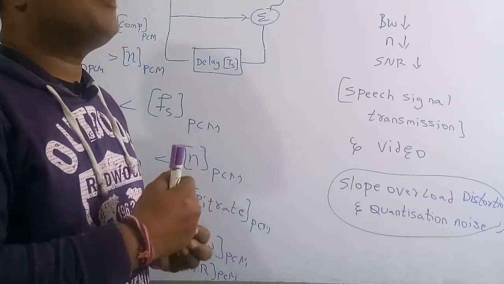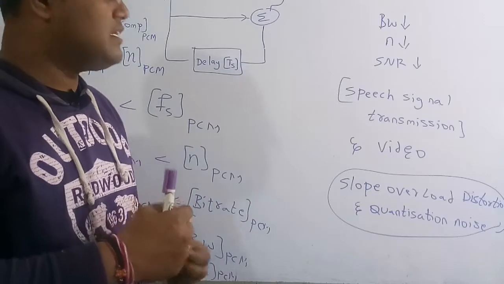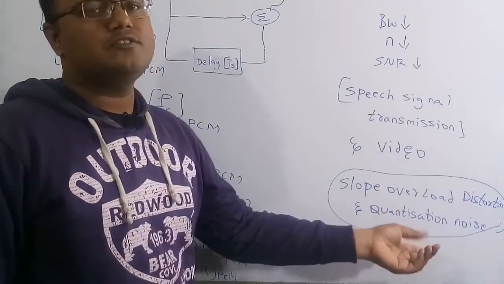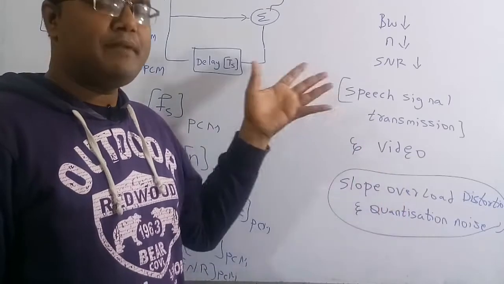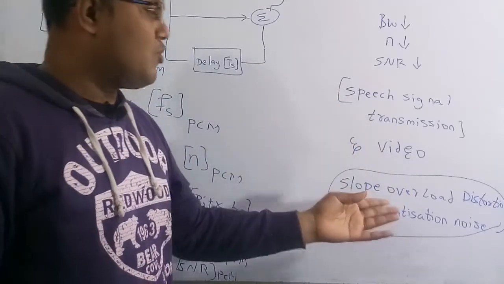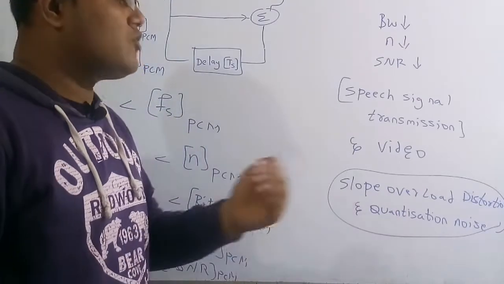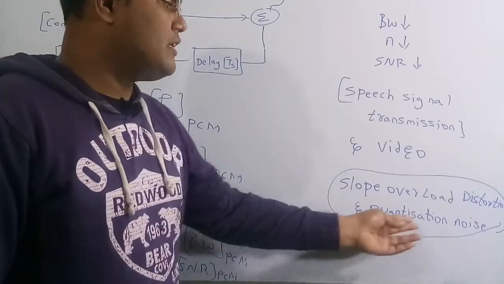There are also two problems that occur in DPCM: the slope overload distortion problem and the quantization noise. Quantization noise is the small amount of error between the actual value and the quantized value. That is called quantization noise.